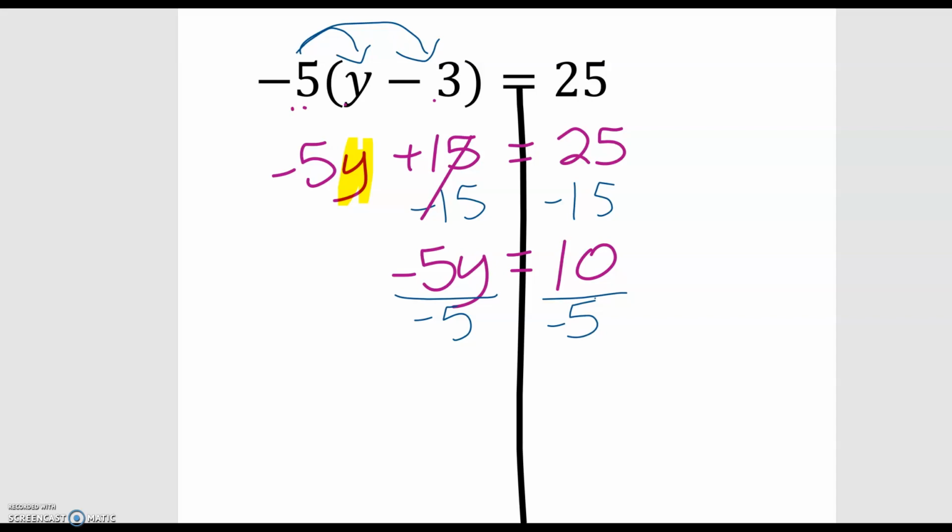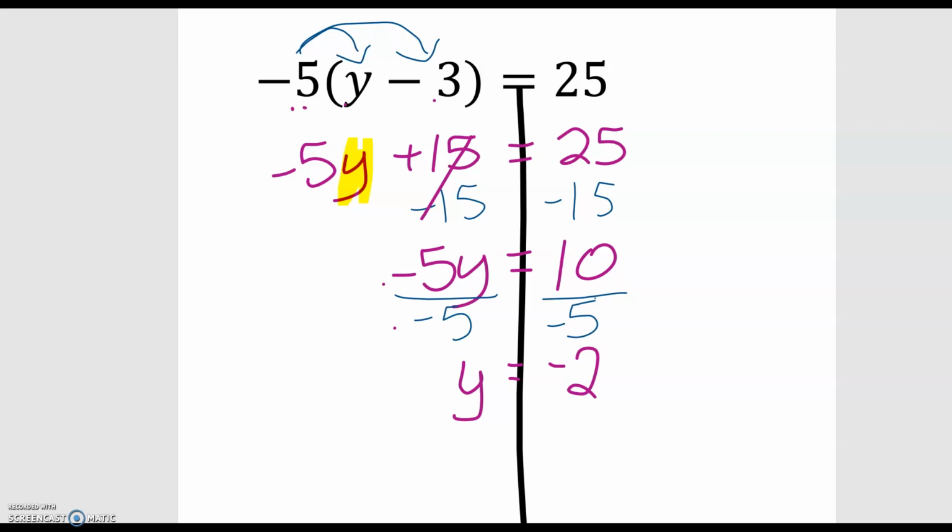So now we have -5 divided by -5. Negative divided by negative gives us a positive. So that's going to give us a positive 1y, which is why we have to make sure that we use the same sign when we divide. And that's going to equal, on the right side, we have a positive 10 divided by a -5. Since our signs are different, this is going to be a negative answer. 10 divided by 5 is 2. So we have that y is equal to -2.